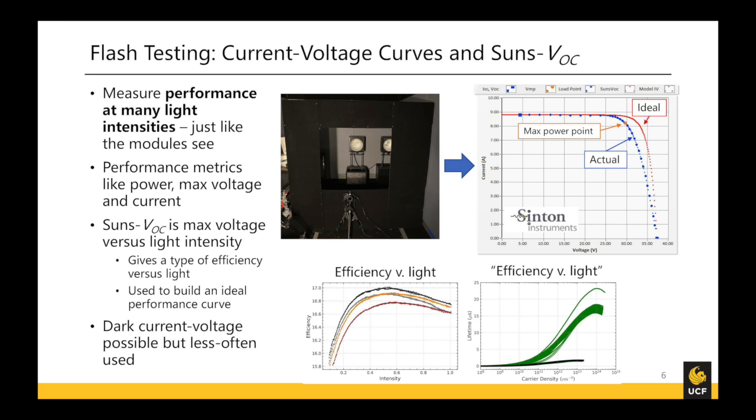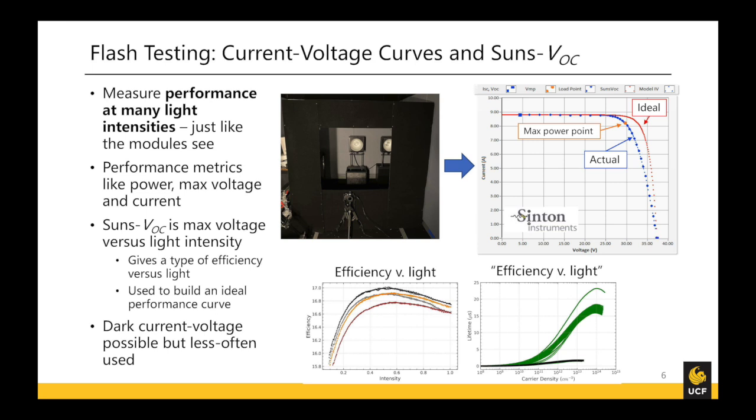We don't just take this current voltage characteristic curve at one light intensity, we do it at hundreds. Because the solar panel is not going to see one light intensity. So we want to look at how efficient it is at all sorts of different light intensities, whether it's no clouds in the sky, beautiful sunny day, or a bit more cloudy.